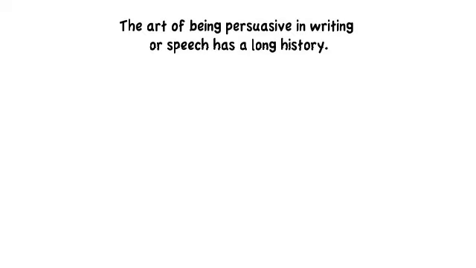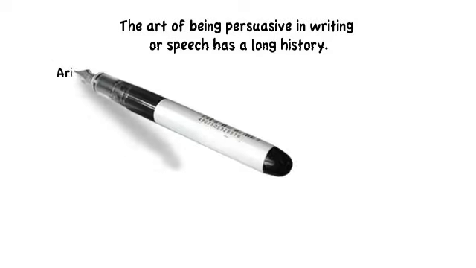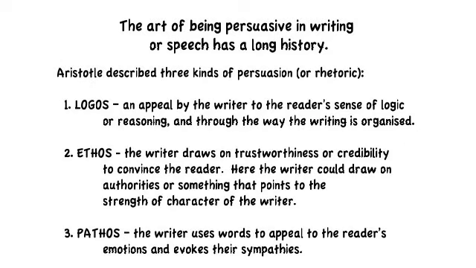The art of being persuasive has a long history. Aristotle, for example, described 3 kinds of persuasion, and it's useful to look at these, to break them up and to see the different kinds of persuasion. So logos is an appeal by the writer to the reader's sense of logic or reasoning through the way the writing is organized.